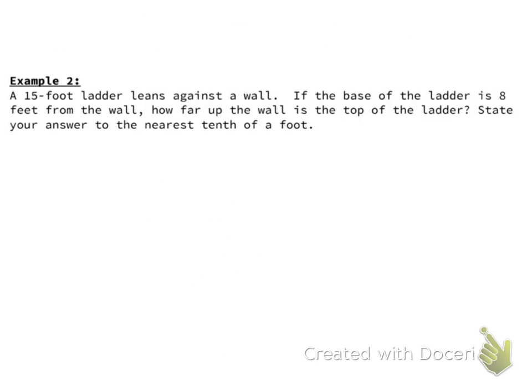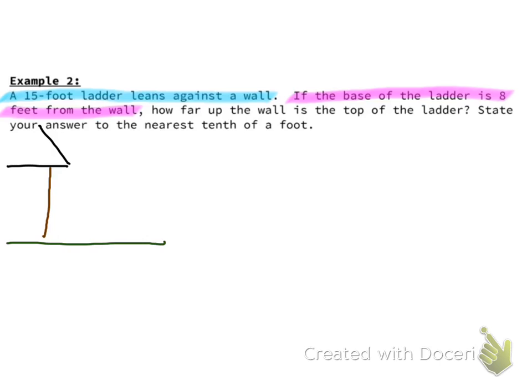My second example says, a 15-foot ladder leans against a wall. If the base of the ladder is 8 feet from the wall, how far up the wall is the top of the ladder? State your answer to the nearest tenth of a foot. So we have some important information here. So I have a 15-foot ladder. The base of the ladder is 8 feet from the wall.